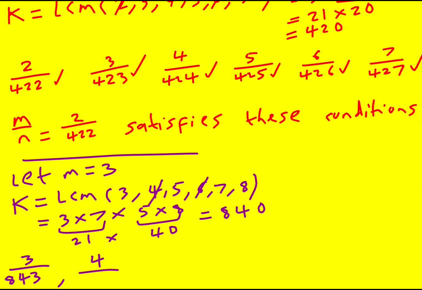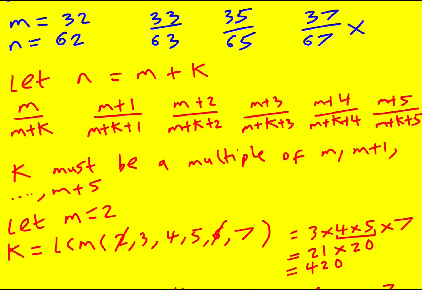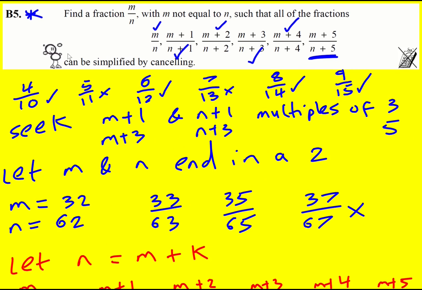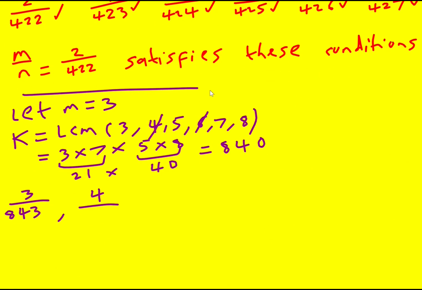This is quite a nice one actually because I'm making m over n odd. I said right at the start, why not make it even? But there's no real benefit because if this one is odd, then these are all guaranteed to be even. So it was just a little strategy I had at the start. 4 over 844. Yes, that will be fine.